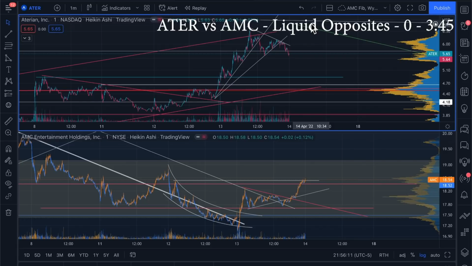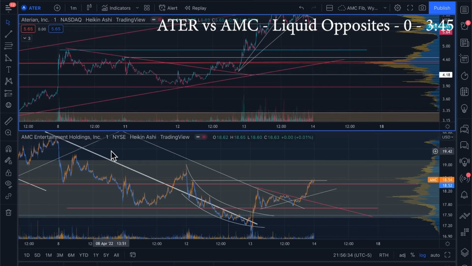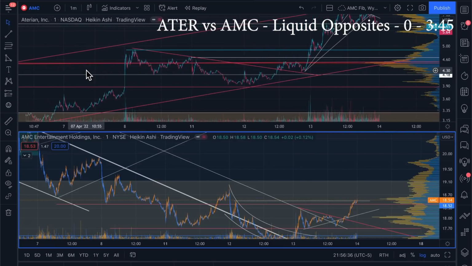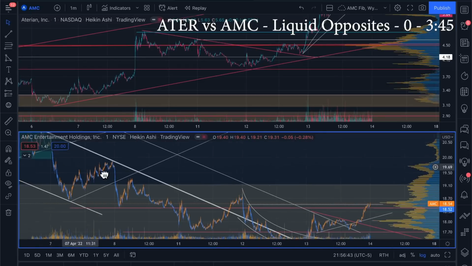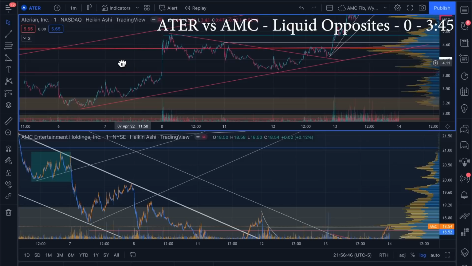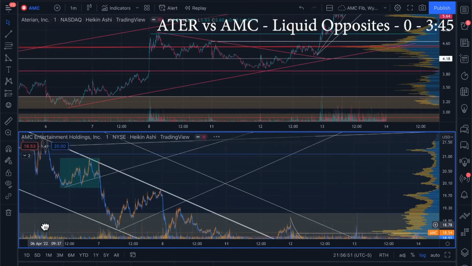First of all, I just want to talk about the inverse relationship between ATER and AMC. It seems to me, and it's been like this for several days, maybe even longer, that AMC and ATER are kind of running like liquid opposite. They're not completely mirrored, but there are similarities between some of the regions. If you're looking at this region right here, just looking at fractals alone, let's say the 6th through the 8th, you'd see a lot of the similar patterns.